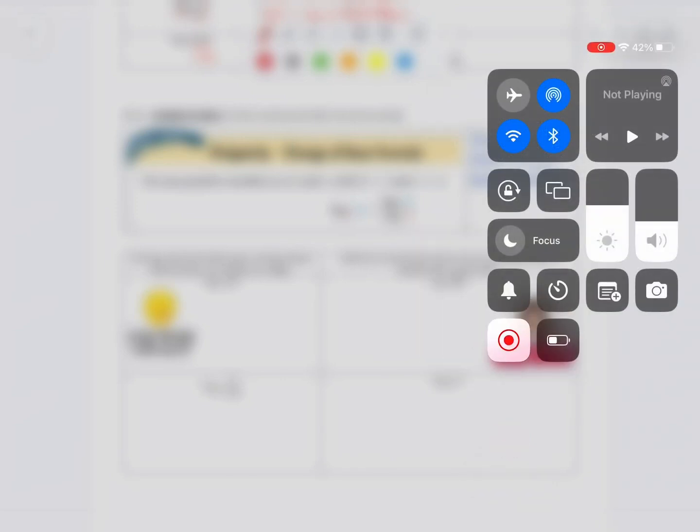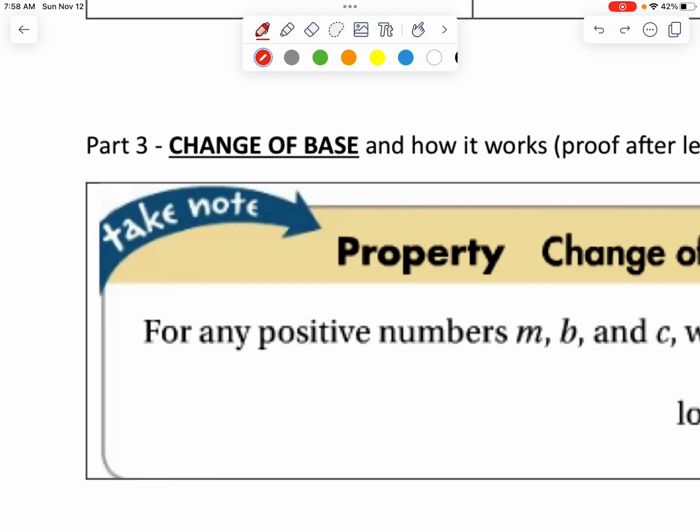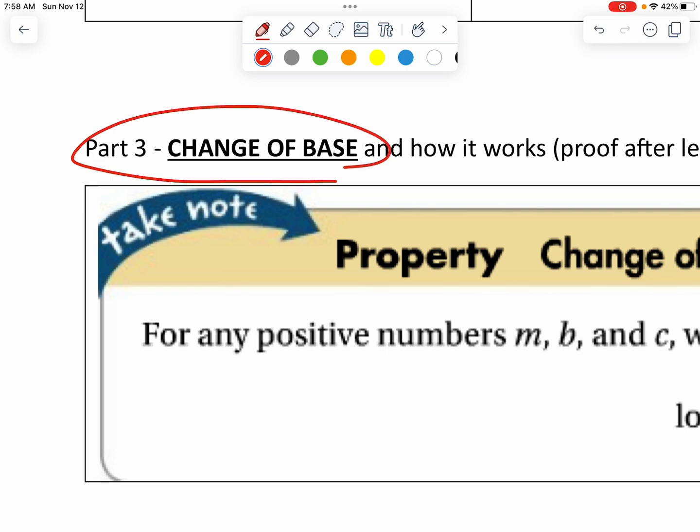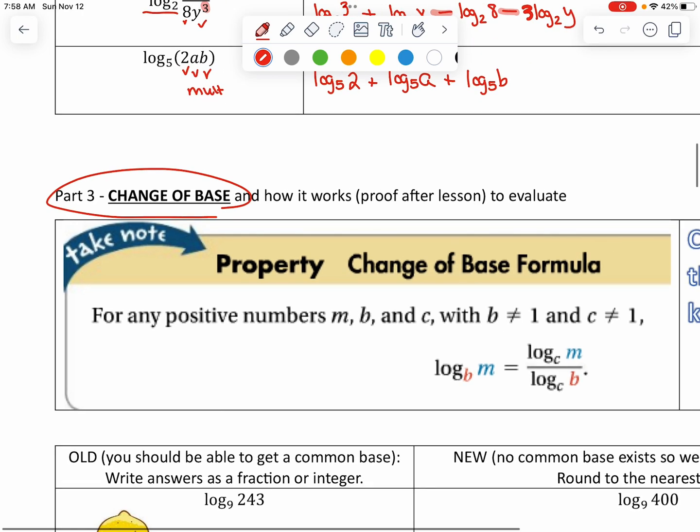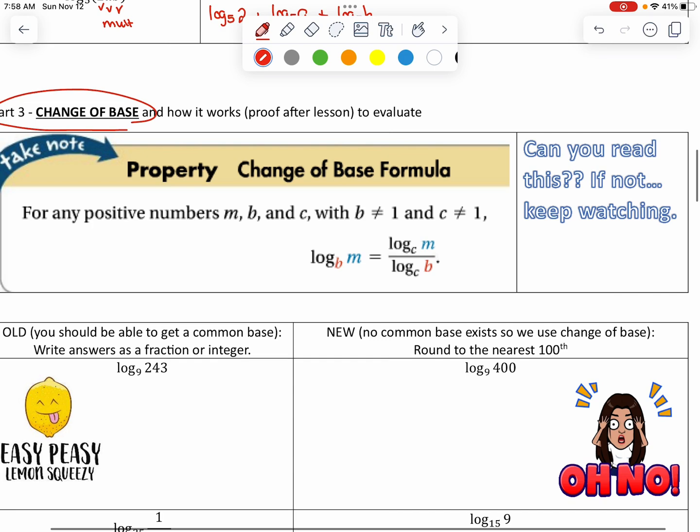The third thing we're going to do is talk about change of base. We'll talk about how it works in a different video if you're concerned about what the proof is.